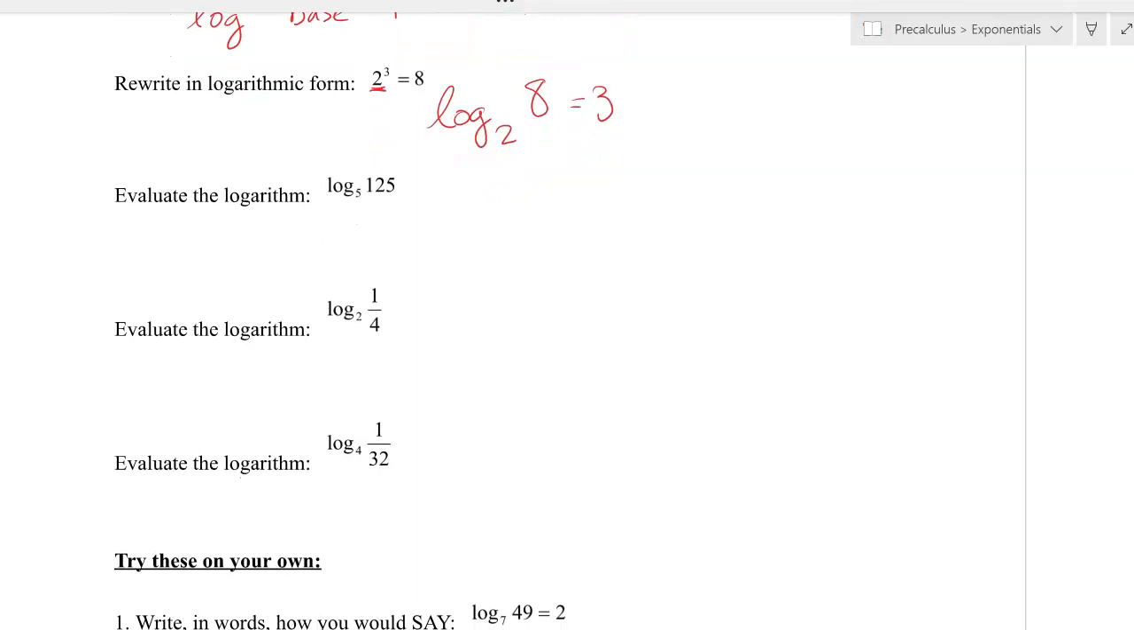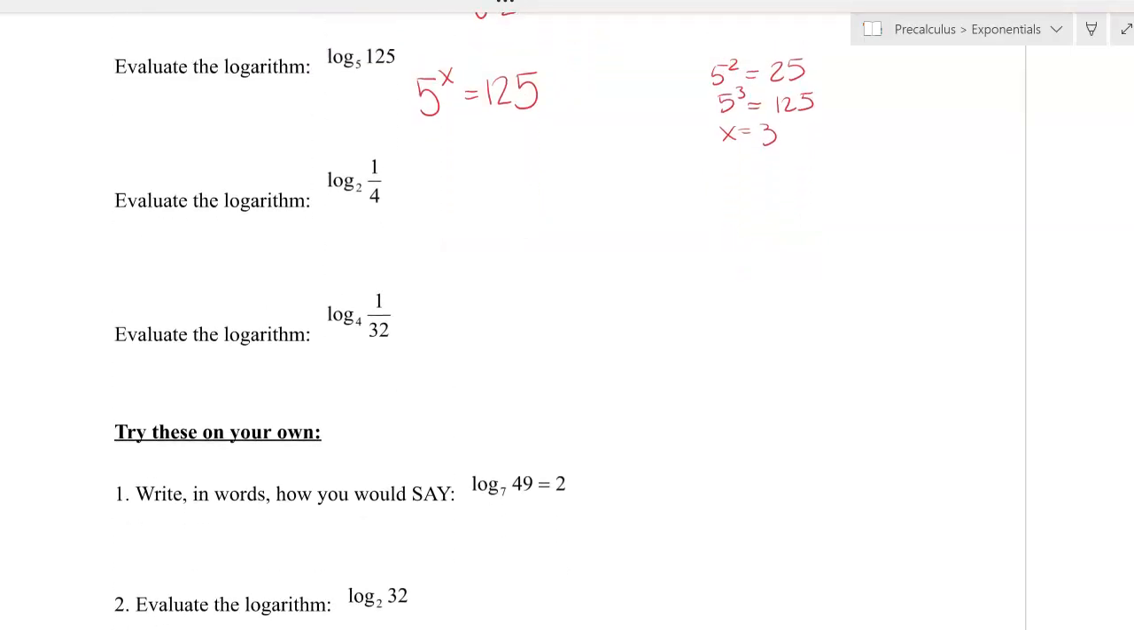Alright, the next one says evaluate the logarithm. So I'm probably going to have to rewrite that for right now because we might not remember how to type that into our calculator. So I would have to have that as 5 to the x is equal to 125. And there's a little bit of guess and check, but I know that 5 squared is equal to 25. And then 5 cubed would be 25 times 5 again, which would be that 125. So all in all, x should equal 3.